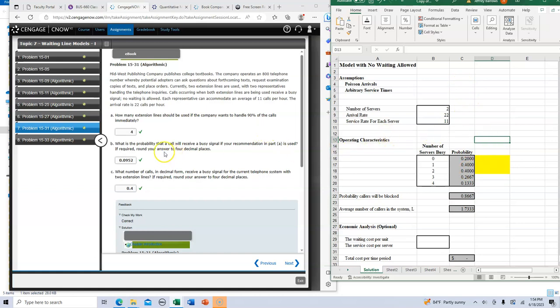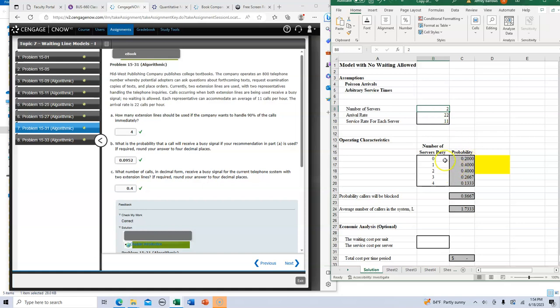So the way that these questions are being asked, how many extension lines should be used if the company wants to handle 90% of the calls immediately? So if I look at this line right here, line 22, probability callers will be blocked. And so we want to make sure that 90% of the calls are handled immediately. And so what we can do using the model is increase the number of servers.